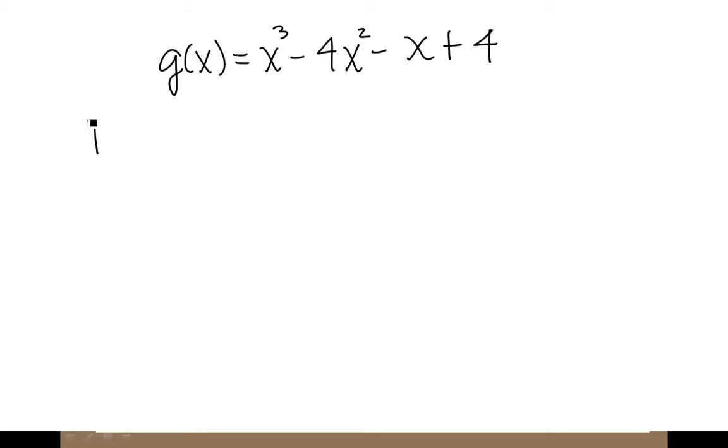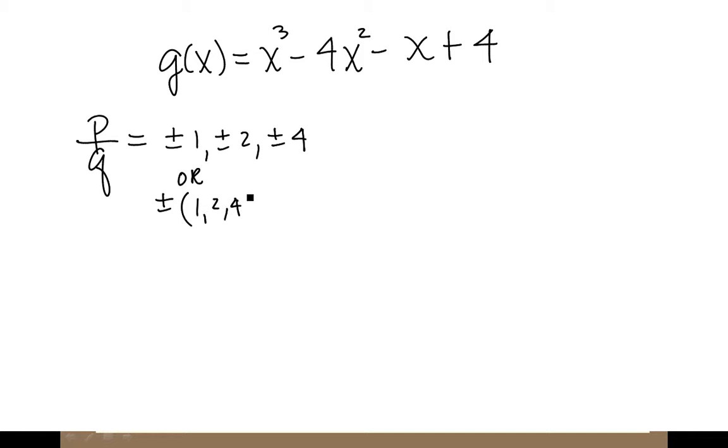So again, we said that the possible rational zeros ended up being plus or minus 1, plus or minus 2, and plus or minus 4. And for future reference, I'm not going to write plus or minus so many times. I may end up just doing a little shorthand and say plus or minus parentheses 1, 2, 4. But this is understood as the same thing. I just write it shorthand so I don't have to write plus or minus so many times.